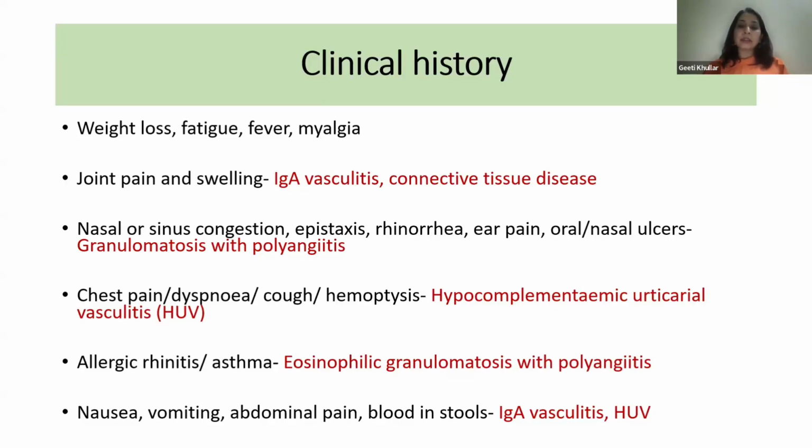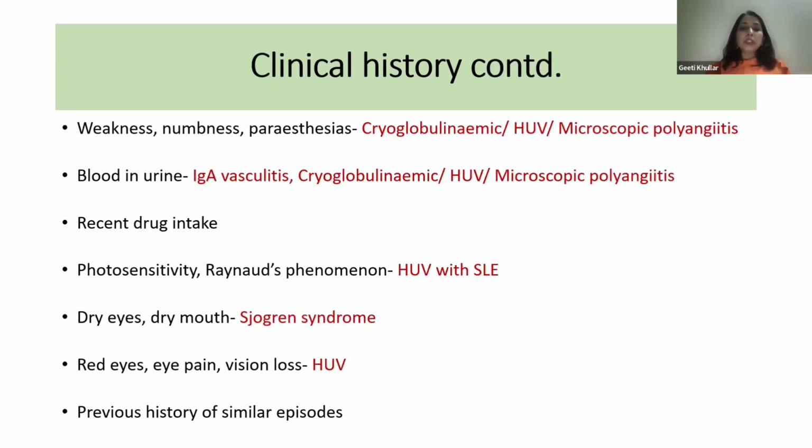So that is important. And there comes the role of a multidisciplinary approach also in these patients who have systemic involvement. Then comes the GI involvement: nausea, vomiting, abdominal pain, blood in stools, very commonly seen in IgA vasculitis, also in urticarial vasculitis. The neurological symptoms, because you have to now go system-wise. So you have to ask for any numbness and paresthesias in these patients to rule out cryoglobulinemic vasculitis, urticarial vasculitis, because they can be associated with mononeuritis multiplex.